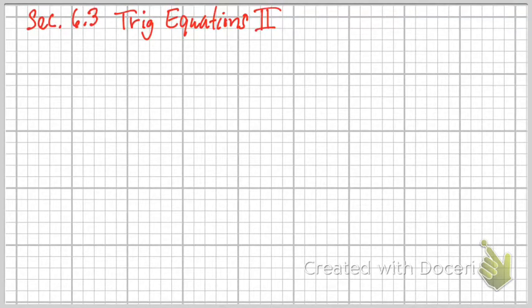Section 6.3, trig equations 2. So the first equation we're going to talk about is this one here. Cosine of 2x equals 1/2.